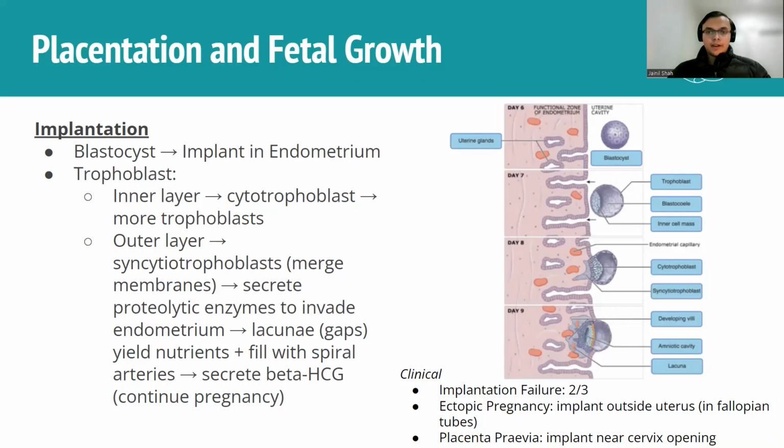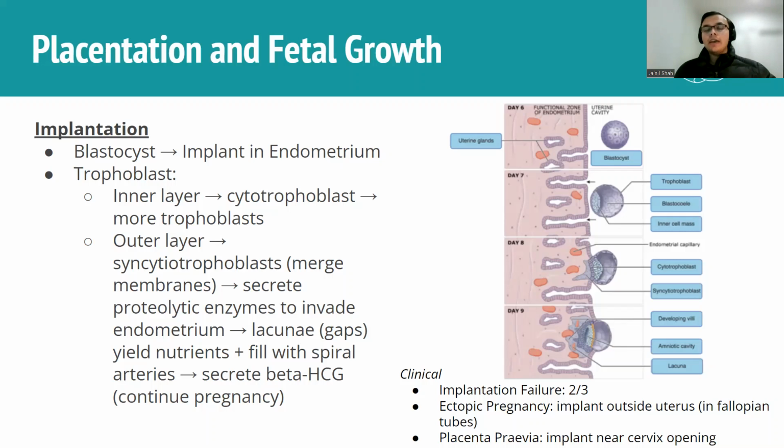And it also allows the pregnancy to continue as one of its main functions. So clinically, you're going to be covering a couple of pathologies at this stage. One important thing to understand is that implantation has a pretty high failure rate, with about 2/3 of blastocysts failing to implant and 1/3 of implanted embryos actually being miscarried. So the next thing clinically to learn about is ectopic pregnancies.